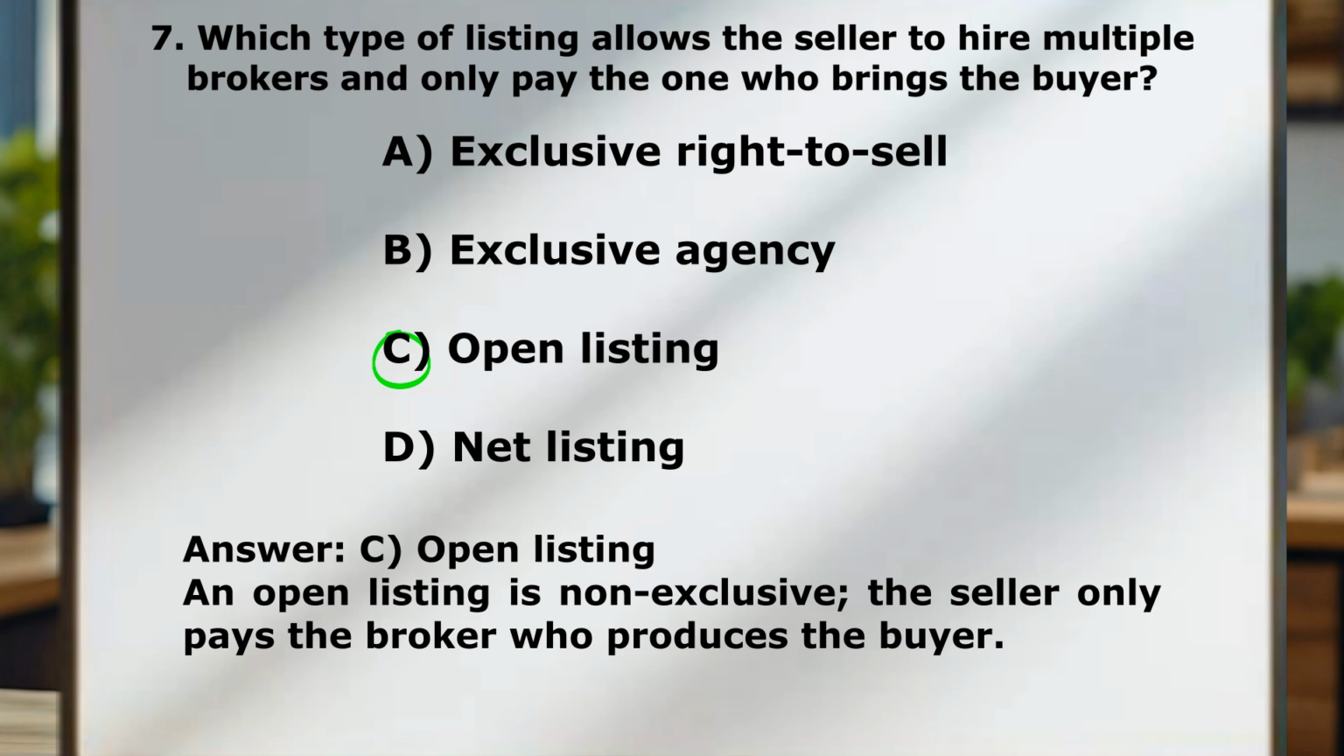And so an exclusive right to sell, that means that listing agent is the only person that is allowed to sell. They can have some clauses in there though that if like family buys it or something, they don't pay that broker. And so correct answer here is C, open listing. The seller's hiring multiple brokers.